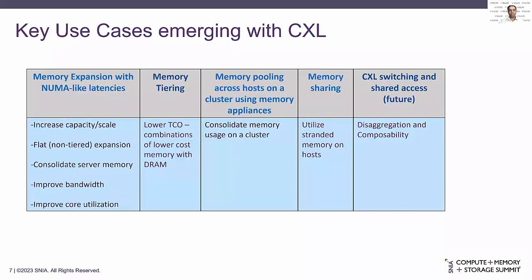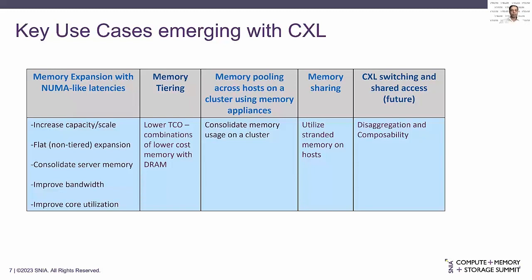Now let's take a look at some of the key use cases emerging with CXL. So across the industry, VMware has been trying to work with a variety of device vendors. And what we see is a variety of different use cases that are emerging. And the primary one is, of course, the type 3 devices with memory expansion. Basically, these memory expanders provide increased scale and capacity. They provide a flat expansion. They also help consolidate server memory. So there is no need to provision extra servers. In many cases, the same server can be made to run bigger workloads or more workloads.